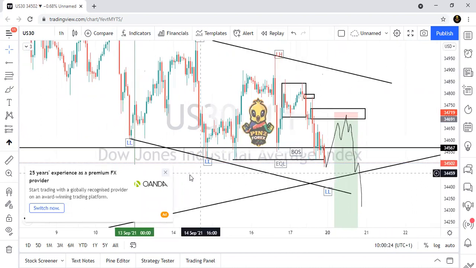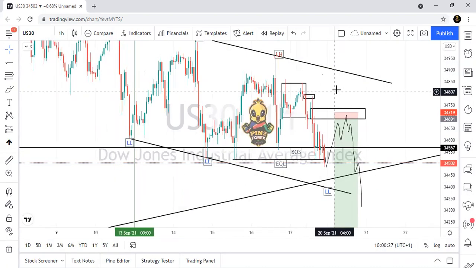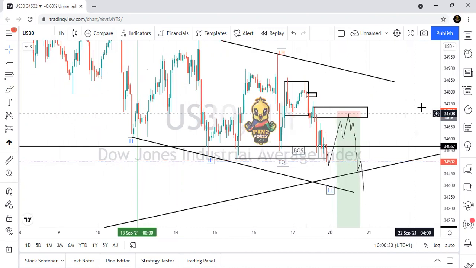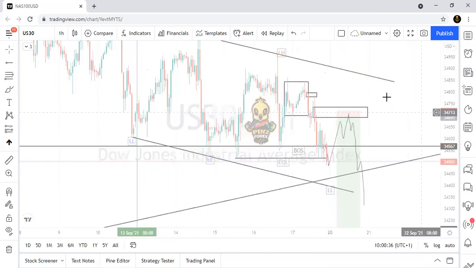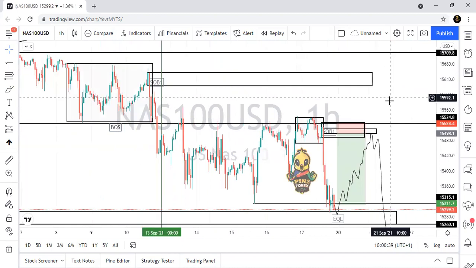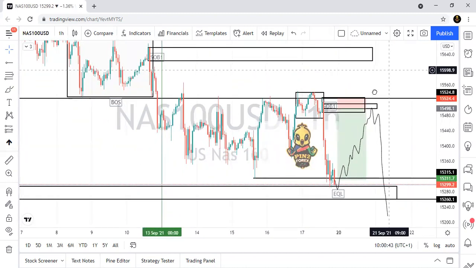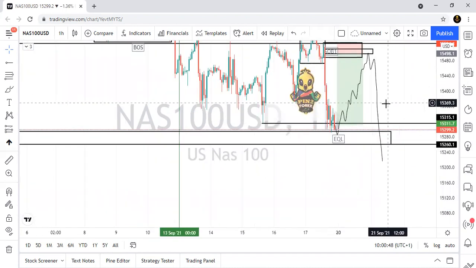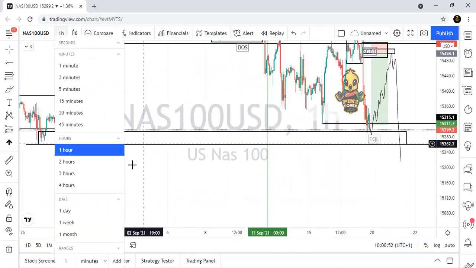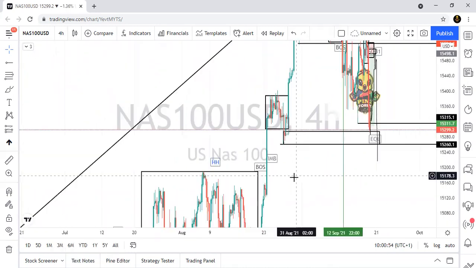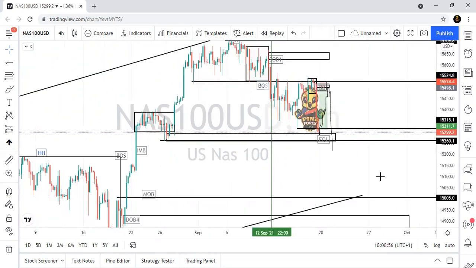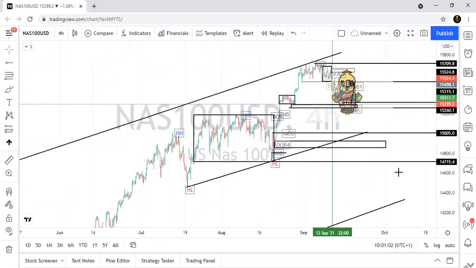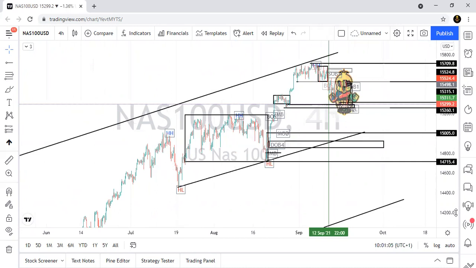Okay, so let me take you guys to Nasdaq. Nasdaq is also doing the same thing. Right now I'm waiting for Nasdaq to make a bit of retracement up before going down. So as we see, let's go to the bigger time frame. Bigger time frame, if you guys can see, this is what Nasdaq is doing.